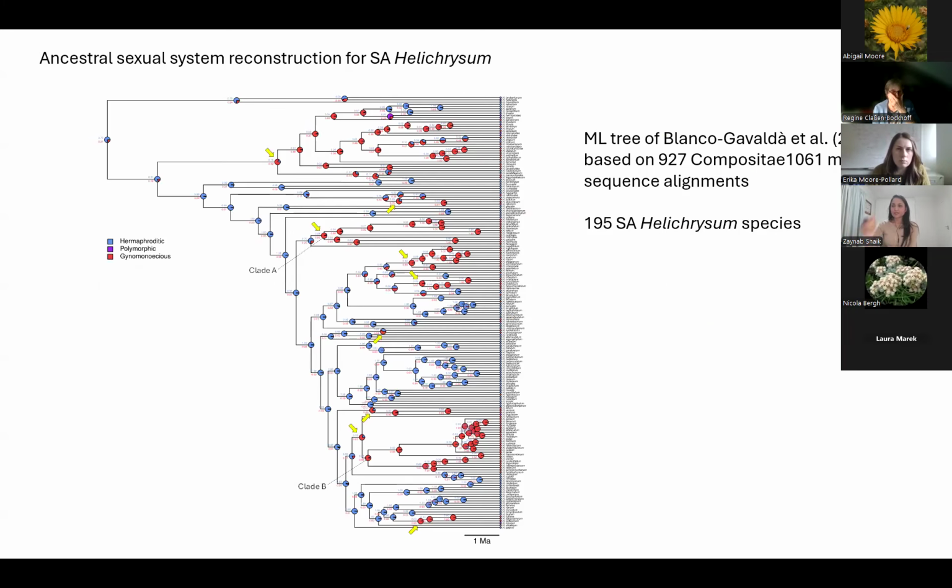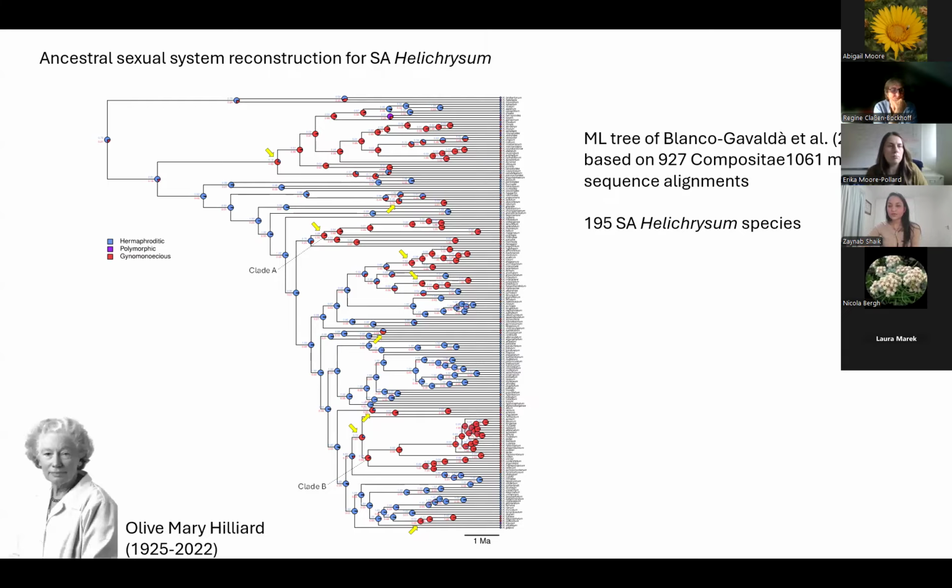So for this piece of work, we didn't gather any new data. We made use of very useful existing data sets, the first of which was this maximum likelihood tree that Carme and her colleagues assembled last year. This was based on 927 COS2 derived multiple sequence alignments, and this was a much bigger tree, but after having pruned out all the non-South African Helichrysum species, we ended up with a tree with 195 tips.